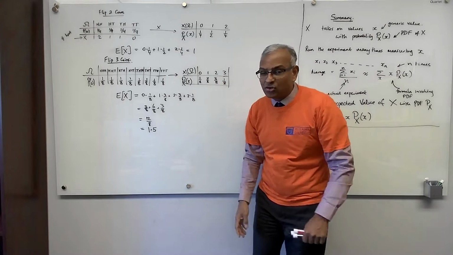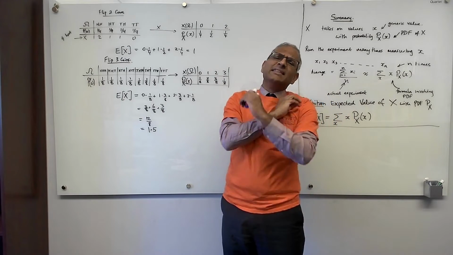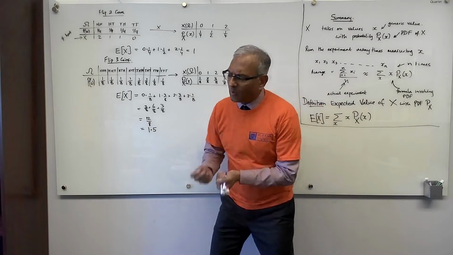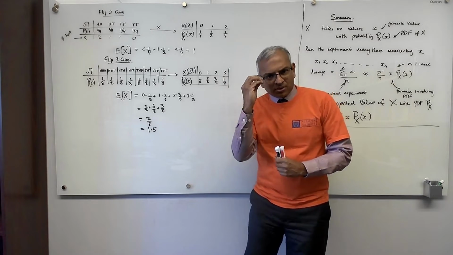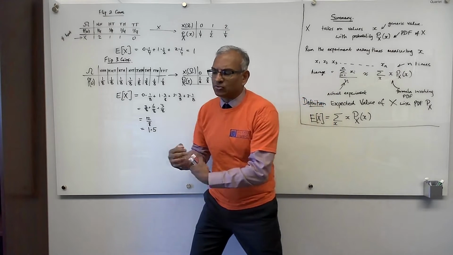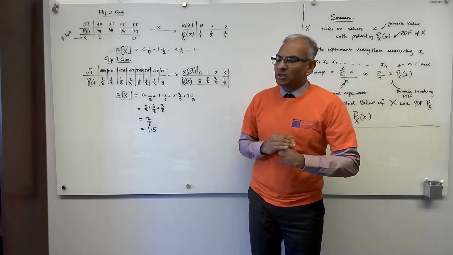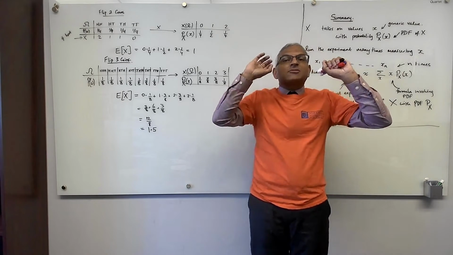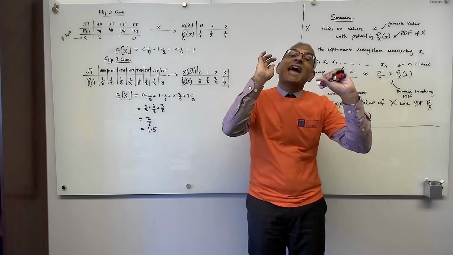It's never possible. You flip 3 coins, I guarantee you, you will never see 1.5 heads. Okay, so in some sense, it's not what you expect to see. It's important to realize that what the expected value captures is not what you expect to see. It's not what you will often see. It's not what you will typically see. It is the expected value, which you must think of as an average.